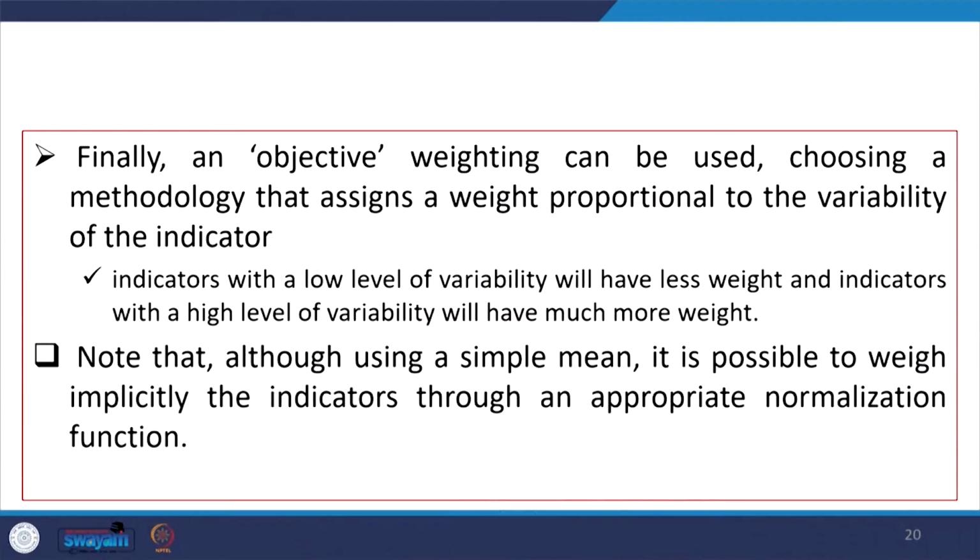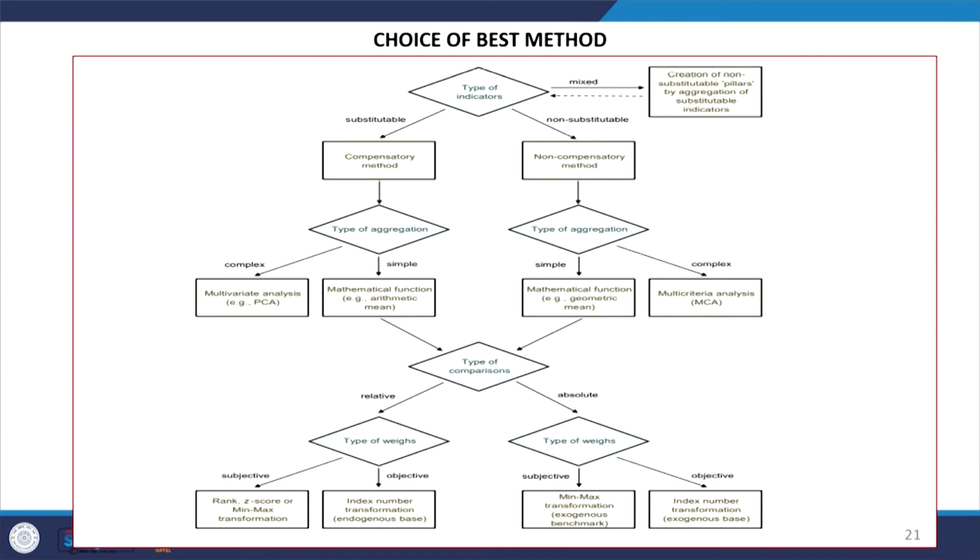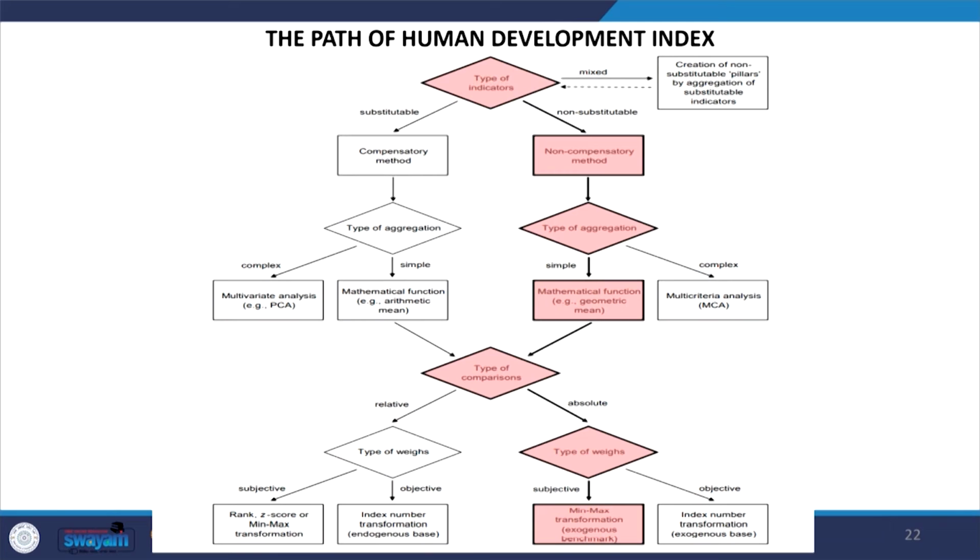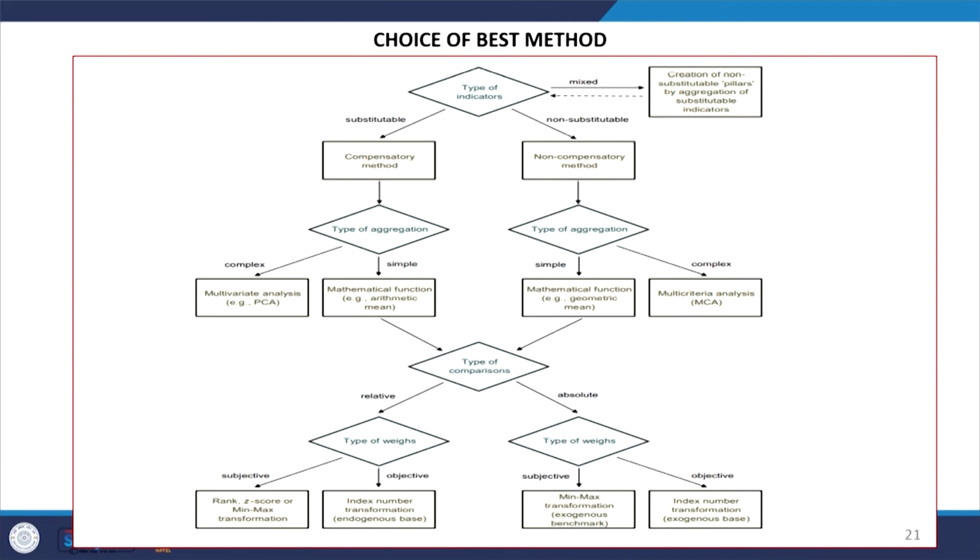Indicators with a low level of variability will have less weight, and indicators with a high level of variability will have much more weight. We need to note here that although we are using a simple mean, it is possible to weigh the indicators implicitly through an appropriate normalization function. Here I am citing the best method that is to be chosen in developing an index. Next is on SDI, how they have followed the path.